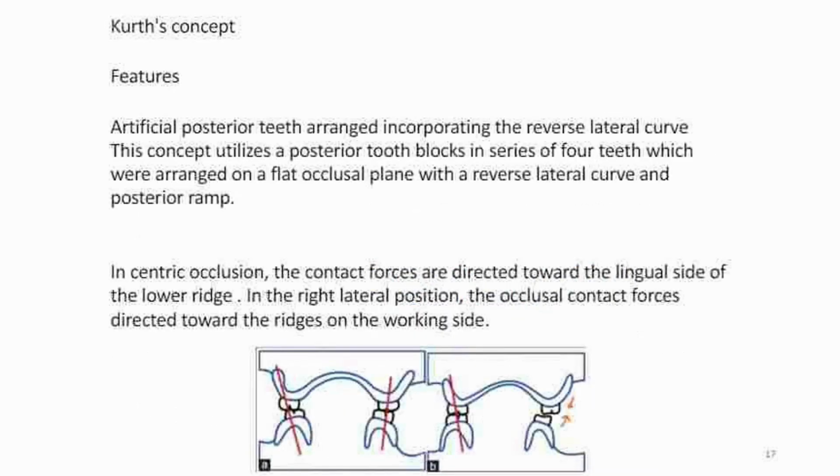Kurz's concept. According to this, artificial posterior teeth must be arranged incorporating the reverse lateral curve. This concept utilized a posterior tooth block in series of 4 teeth which were arranged on a flat occlusal plane with a reverse lateral curve and posterior ramp. In centric occlusion, these contact forces were directed towards the lingual side of the lower ridge, and in right lateral position, the occlusal contact forces were directed towards the ridge on the working side.